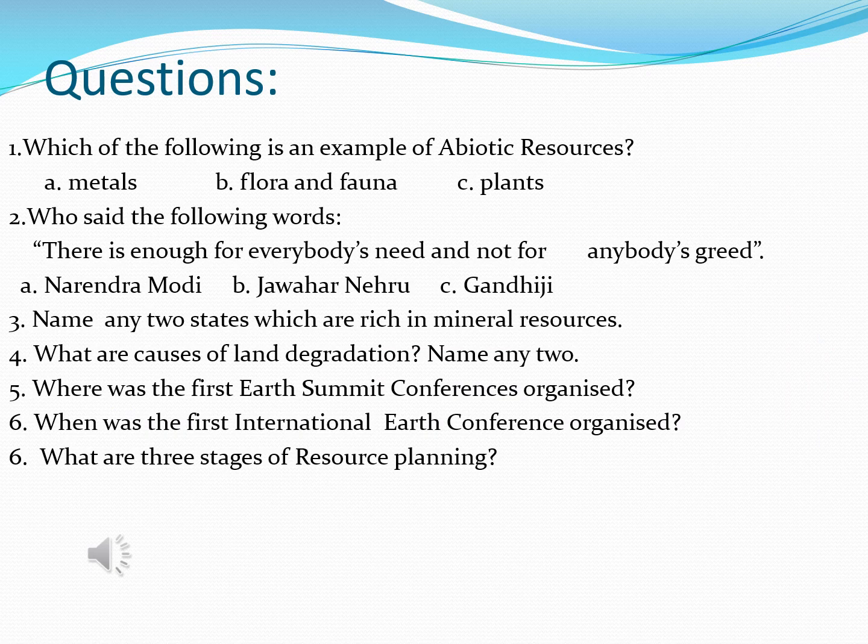Let us try to answer the following questions that you are seeing on the screen. Which of the following is an example of abiotic resources? Can anyone of you guess? Yes, the answer is methane. Now the next question is, who said the following words? There is enough for everybody's need and not for anybody's greed. Yes, the answer is Gandhi. Now name any two states which are rich in mineral resources. Yes, Chhattisgarh, Jharkhand, Odisha, etc.